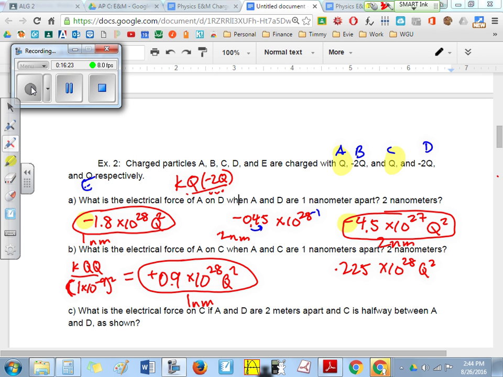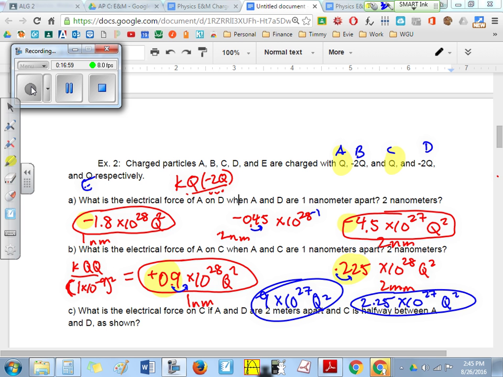Both of these really should be put into scientific notation. Remember, scientific notation is where you have a number between 1 and 10 right here, which we do not have actually. So let's fix that real quick and we'll move on. If you move this over one space, it's 9 times 10 to the 27th Q squared. And this one, you move it over one space. Since you're moving to the right, you steal one from the tens. So it's 2.25 times 10 to the 27th Q squared. And these are all Newtons.